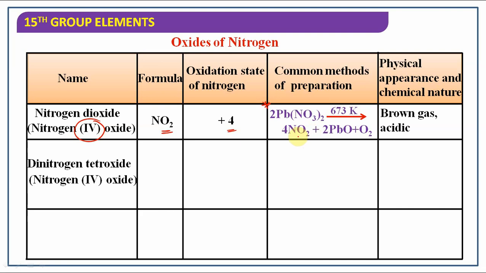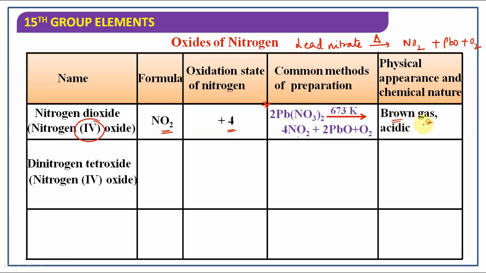They will ask you to write down these products, right? They will give you blanks and ask you to find out the products. So thermal decomposition of lead nitrate gives you NO2, nitrogen dioxide, plus PbO plus O2, upon heating up to 673 Kelvin. And it is an example of a brown gas and acidic in nature.